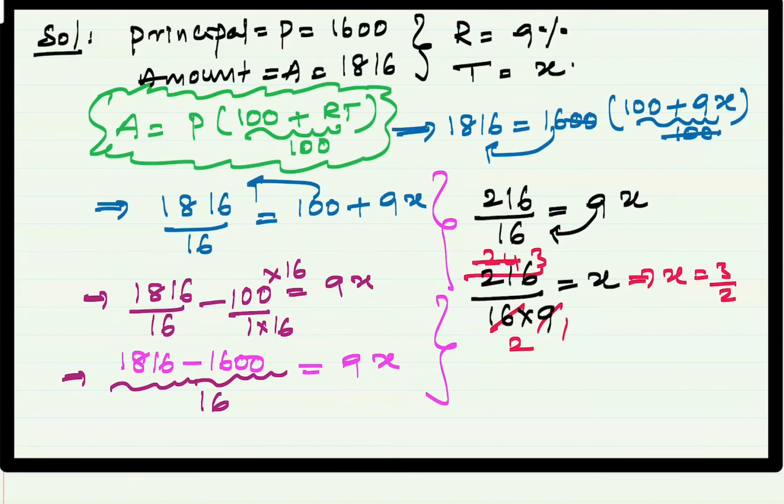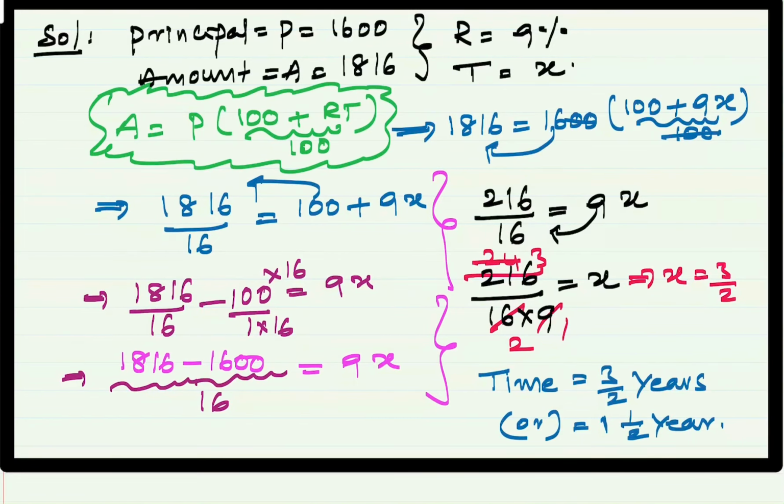So X is time here. Time is equal to 3 by 2 years, or 1.5 years. That is the time.